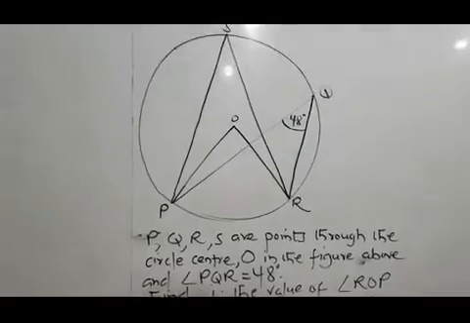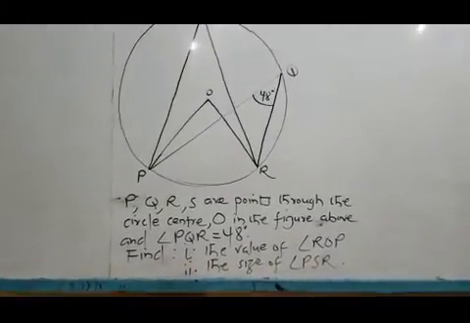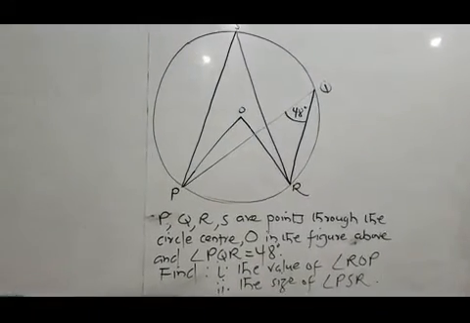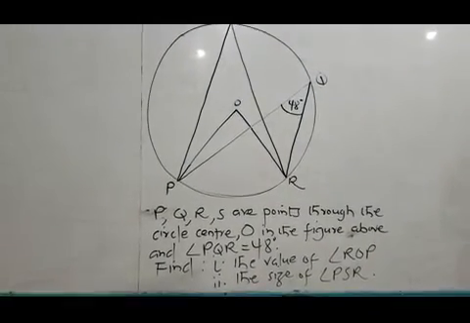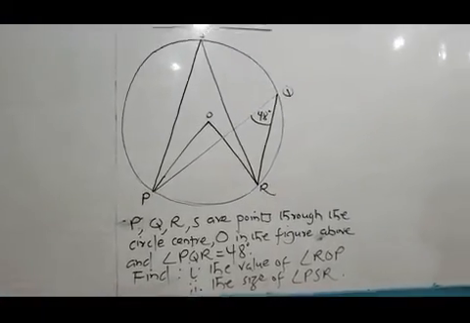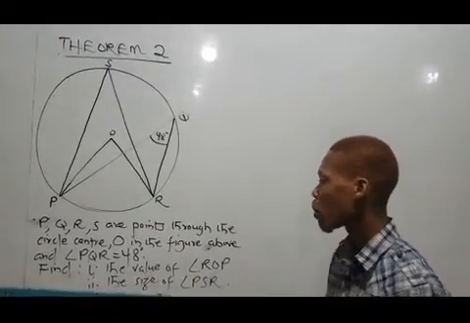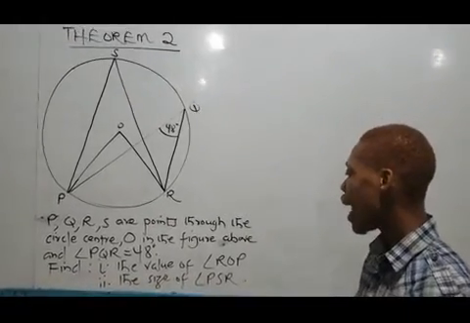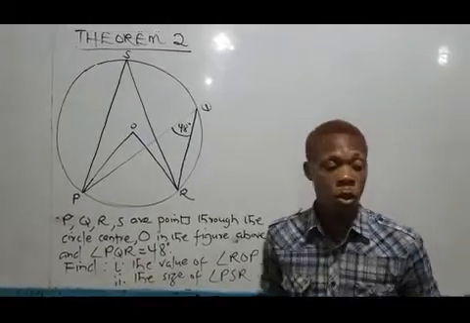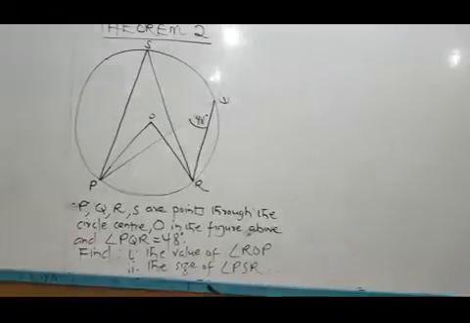Now this question says PQRS are points on the circle with center O in the figure above, and angle PQR equals 48 degrees. Find I, the value of angle ROP, II, the size of angle PSR. So we are going to take them one after the other and try.